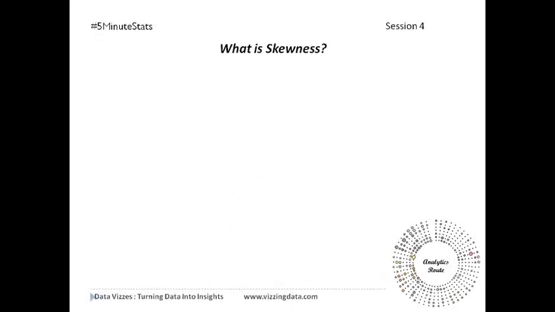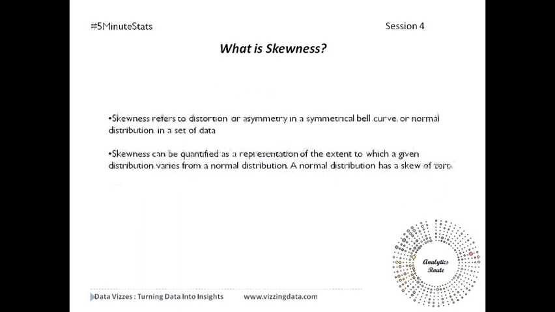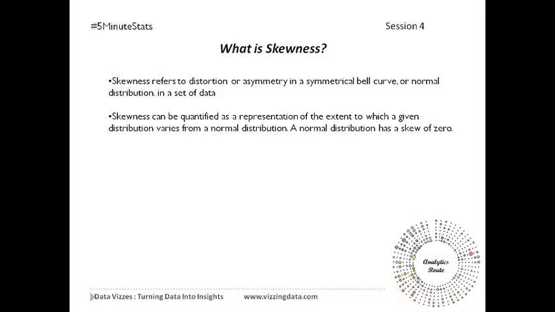Coming to the basic question, what is skewness? Skewness refers to the distortion or asymmetry in a symmetrical bell curve or a normal curve. It can be quantified as a representation of the extent to which the distribution varies from a normal distribution. A normal distribution has a skewness of 0.